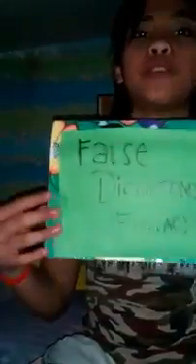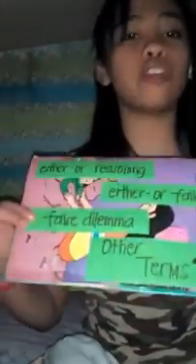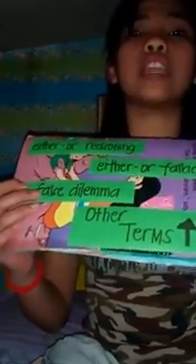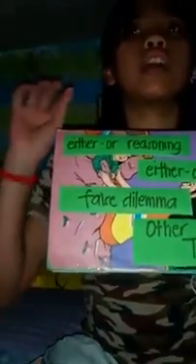Okay everyone, so our topic for today is about the false dichotomy fallacy. The false dichotomy fallacy can also be referred to as either-or reasoning, the either-or fallacy, or the false dilemma. The reason why it is called either-or reasoning or fallacy is because it can be identified as a false dichotomy fallacy through the use of either and or.